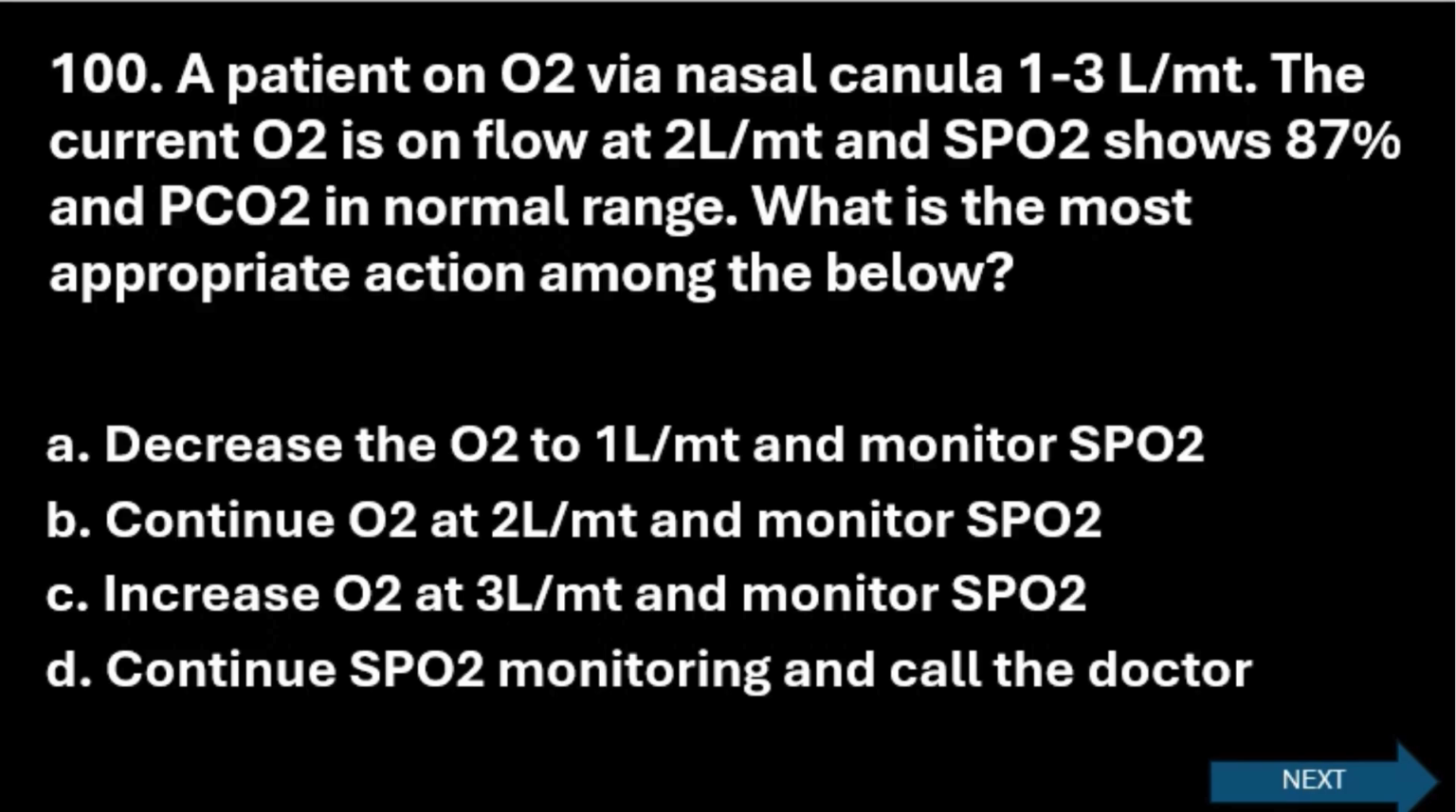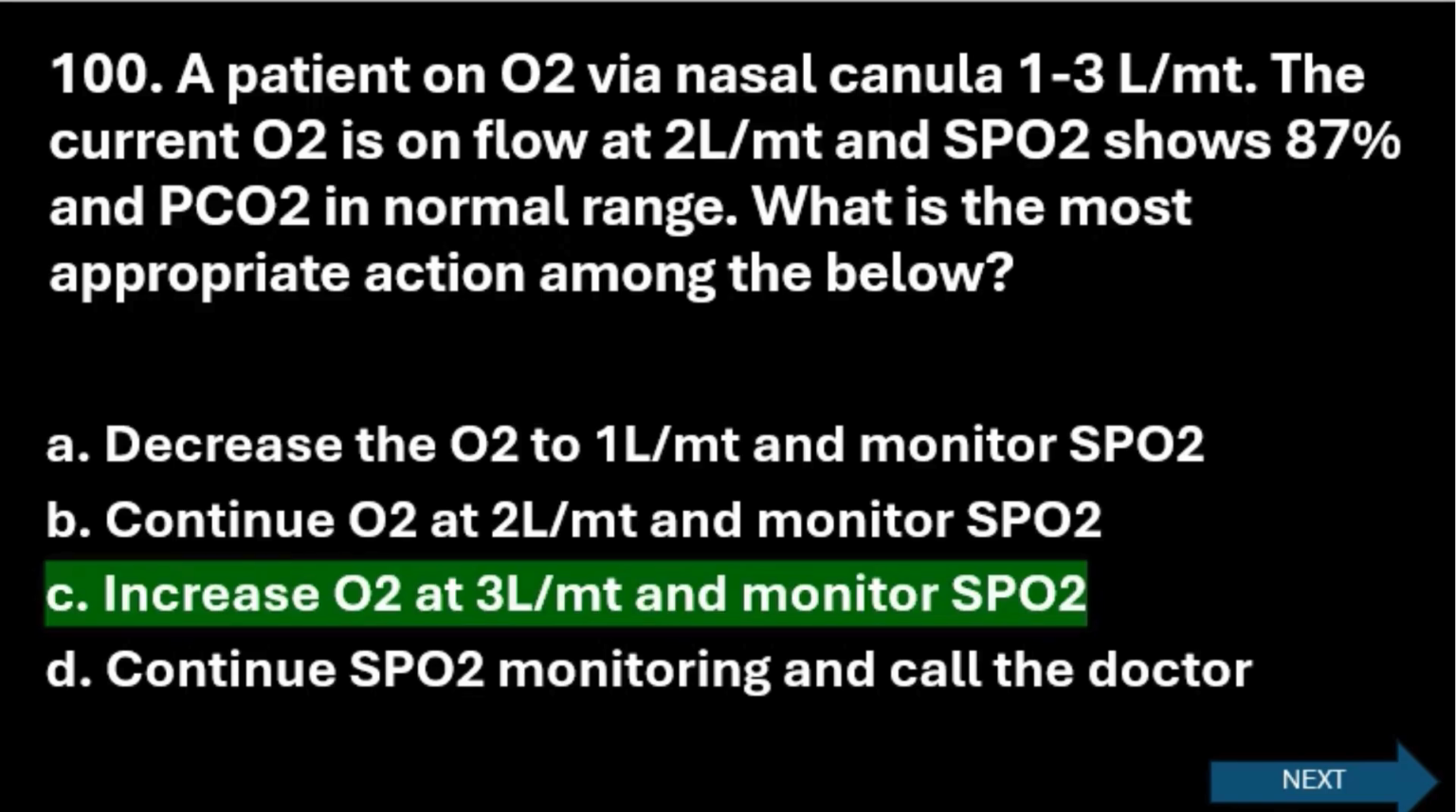Option A, decrease the O2 to 1 liter per minute and monitor SpO2. Option B, continue O2 at 2 liters per minute and monitor SpO2. Option C, increase O2 to 3 liters per minute and monitor SpO2. Option D, continue SpO2 monitoring and call the doctor. This is a practical application level question. I will explain it. The answer here is option C, increase O2 to 3 liters per minute and monitor SpO2.